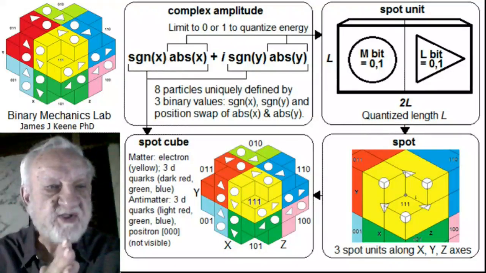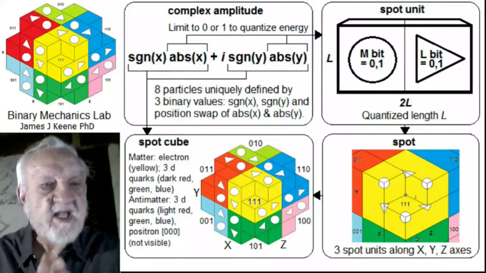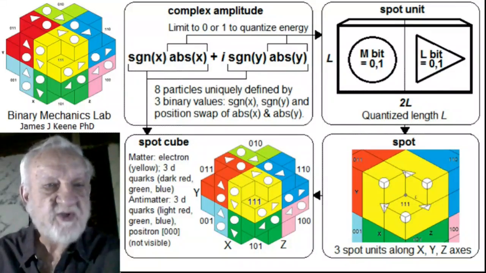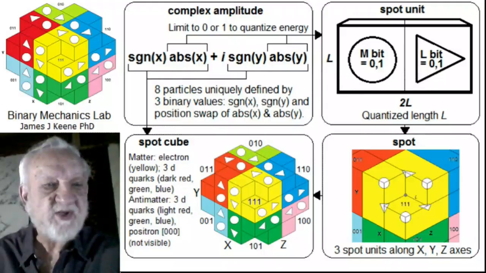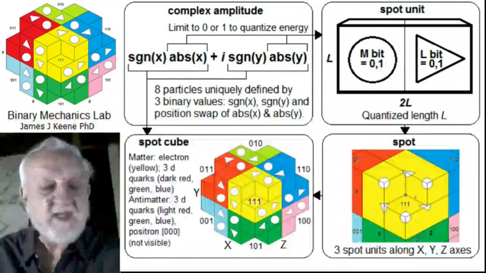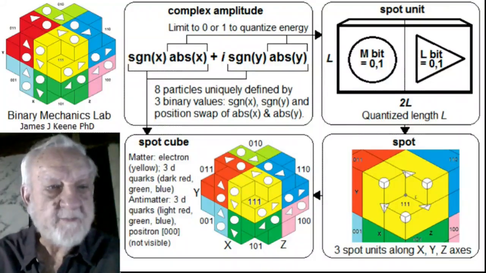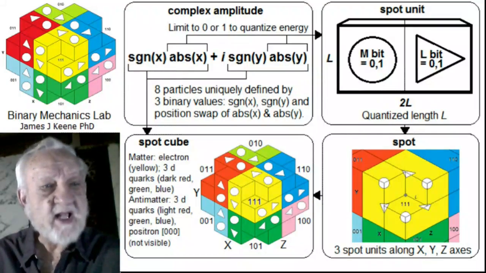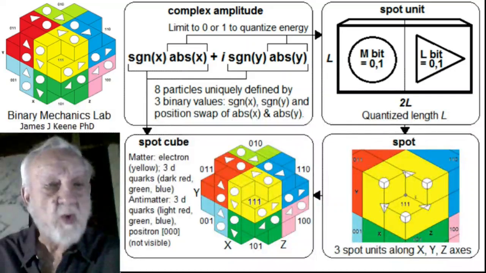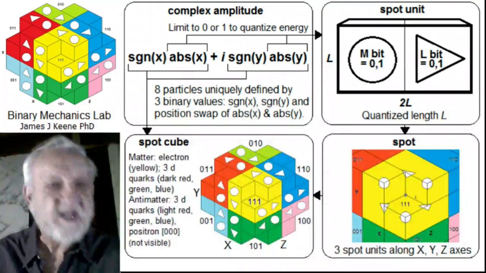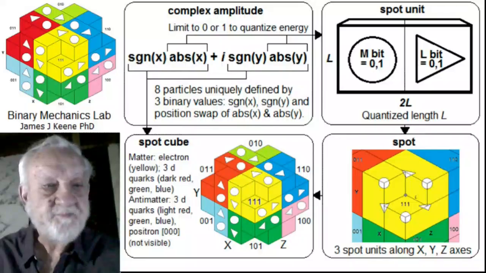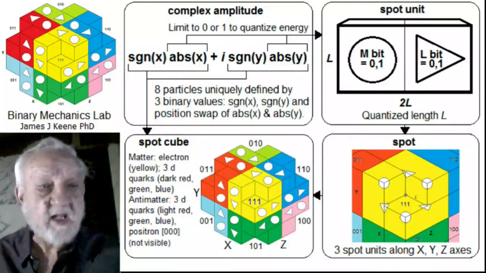We can parse the items of this complex amplitude and quantify energy by limiting the absolute value of x and the absolute value of y to 0 or 1 to get the first two binary mechanics equations. M equals 0 or 1 and L equals 0 or 1. When M or L equals 1, it's called a one state or a quanta of energy in binary mechanics. So we have two kinds of energy, M and L.